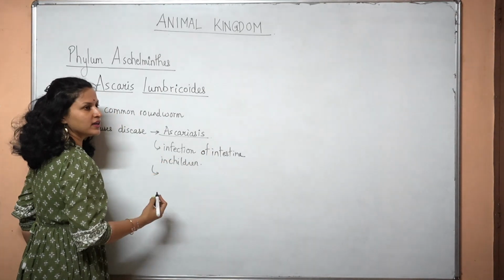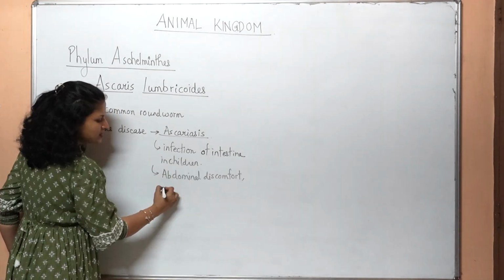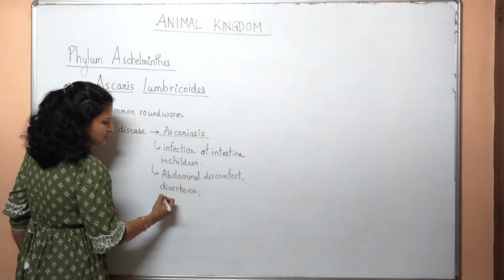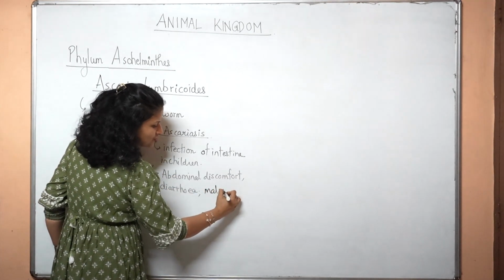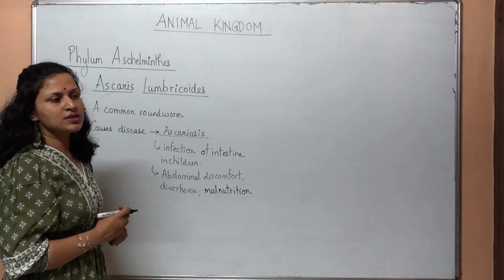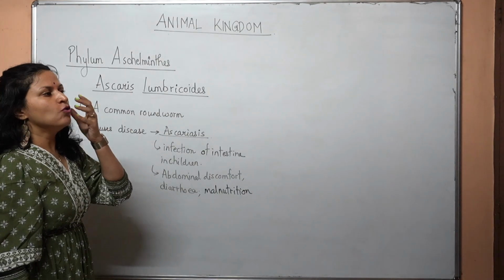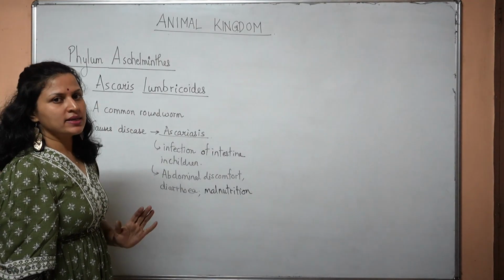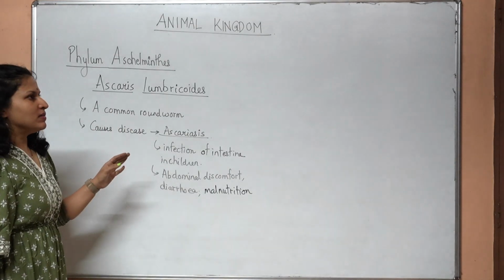Children often complain of abdominal discomfort, diarrhea at times. In severe cases, it may cause malnutrition in children, and in extreme cases, the worms may clog the intestine and may even come out of the nose, mouth, etc. Okay, in extreme cases. Don't worry about it, it can be easily controlled.